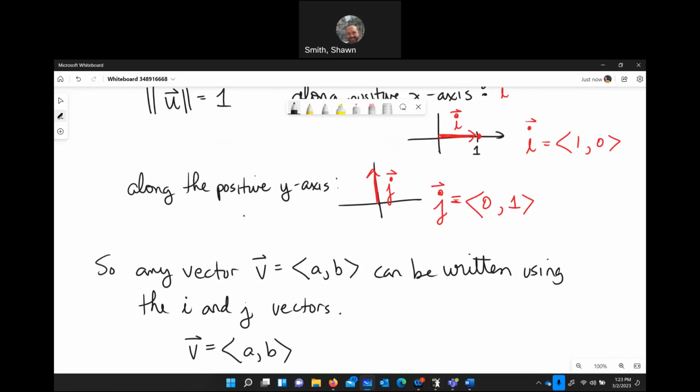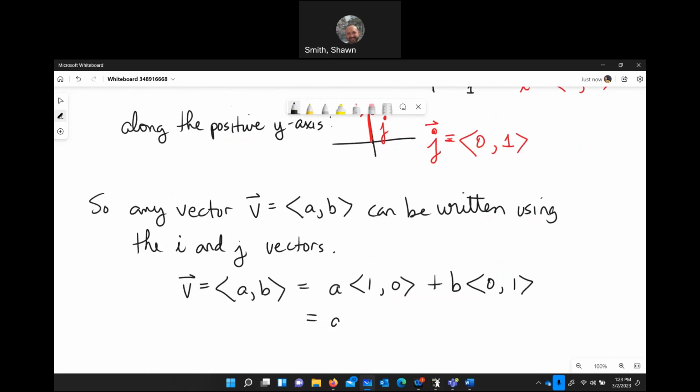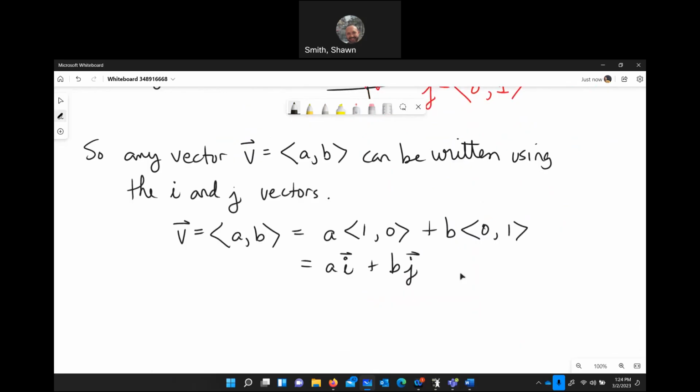So vector AB can also be written as the A component times 1 comma 0. That tells you now I'm extending it by magnitude to go in the horizontal direction, and then also now plus B in the vertical direction, which is 0 comma 1. Those are i and j, right? So this is A times vector i plus B times vector j. So that's just another format. Makes things easier sometimes to work with.